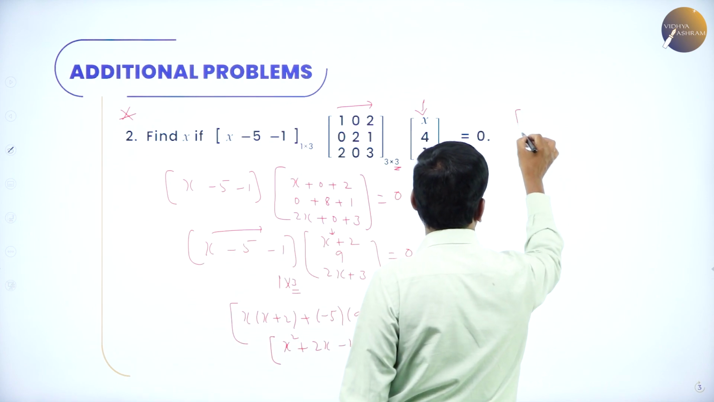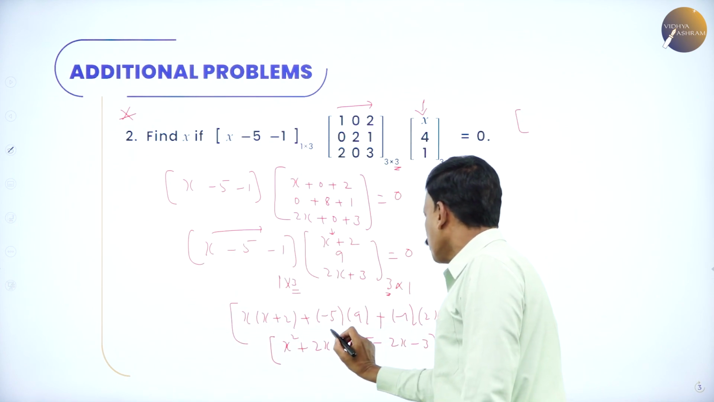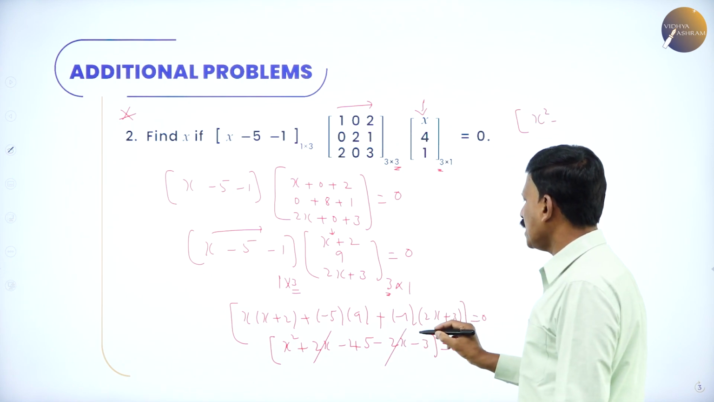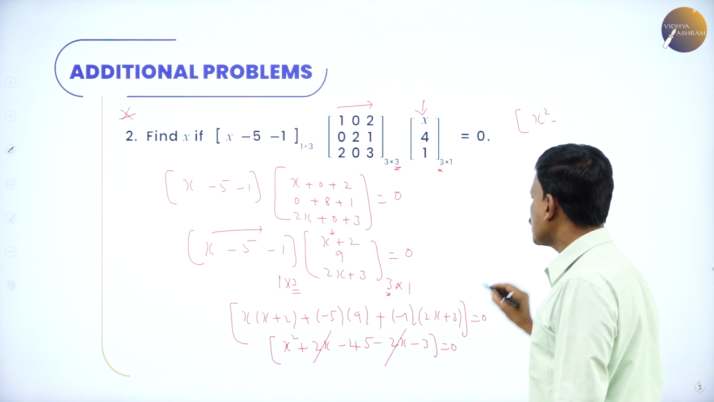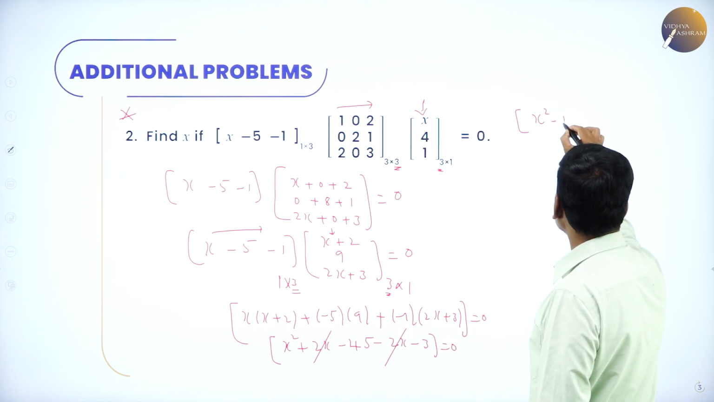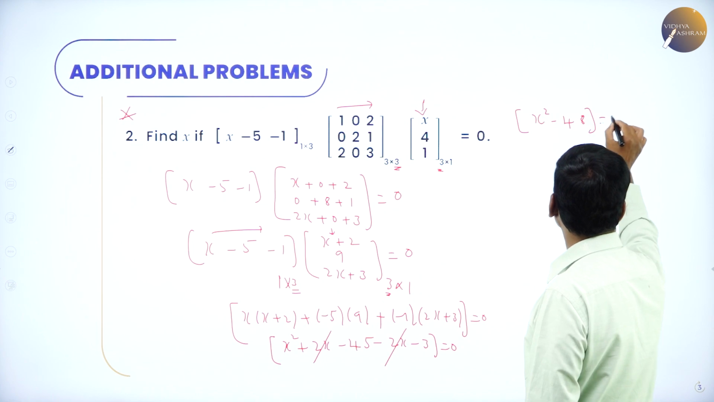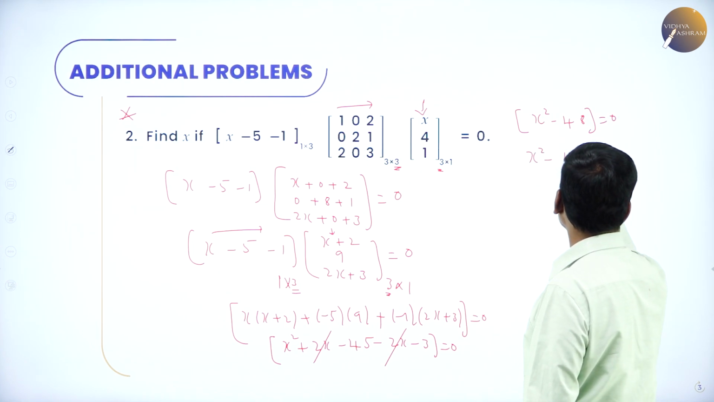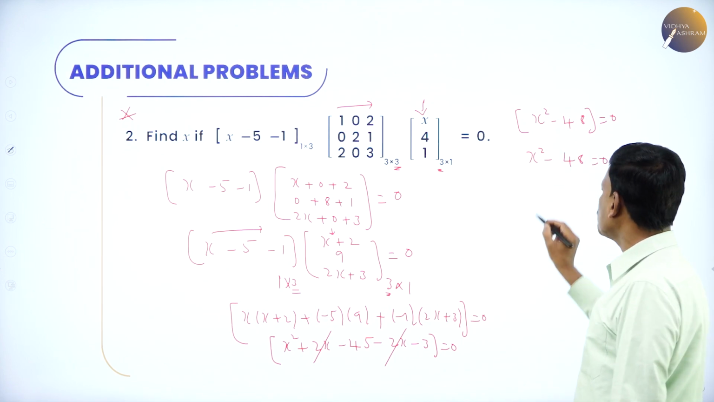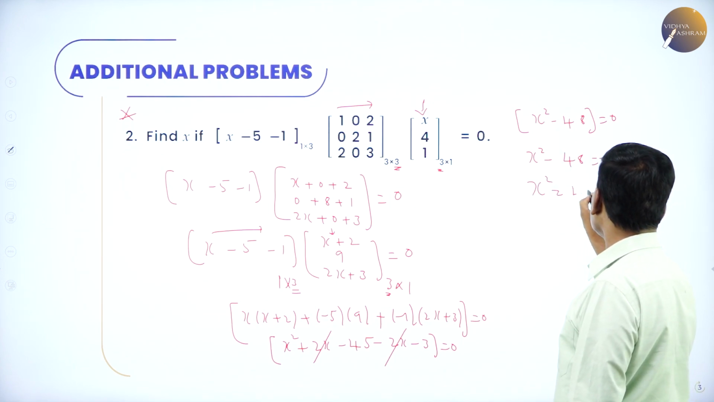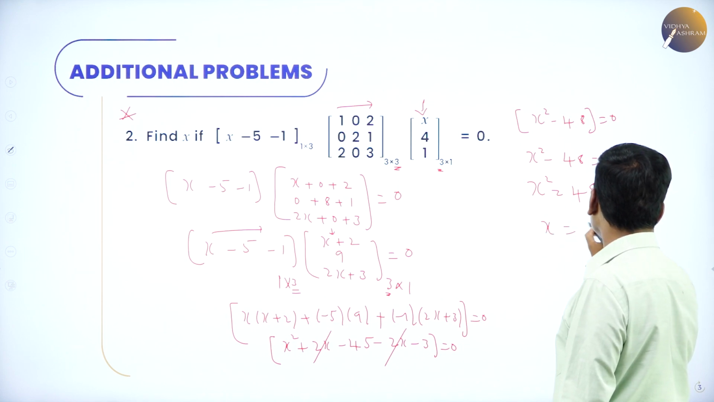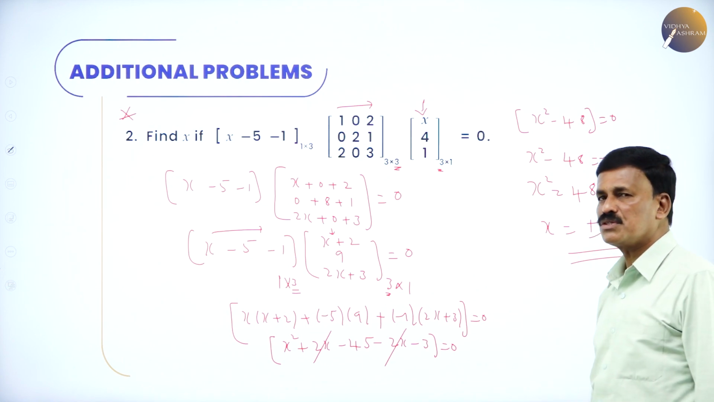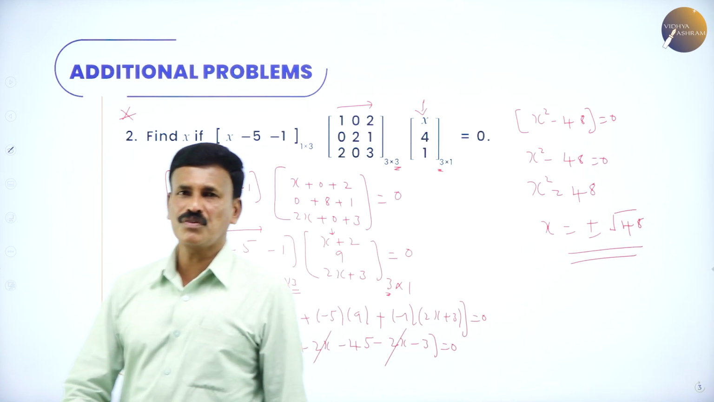So totally you are going to get a matrix. Here plus 2x and minus 2x get cancelled. x square minus 45 minus 3, minus 45 minus 3 is minus 48, is equal to 0. So x square minus 48 is equal to 0, a quadratic equation. This can be solved. x square is equal to 48, x is equal to plus or minus root of 48. So the value of x is equal to plus or minus root 48.